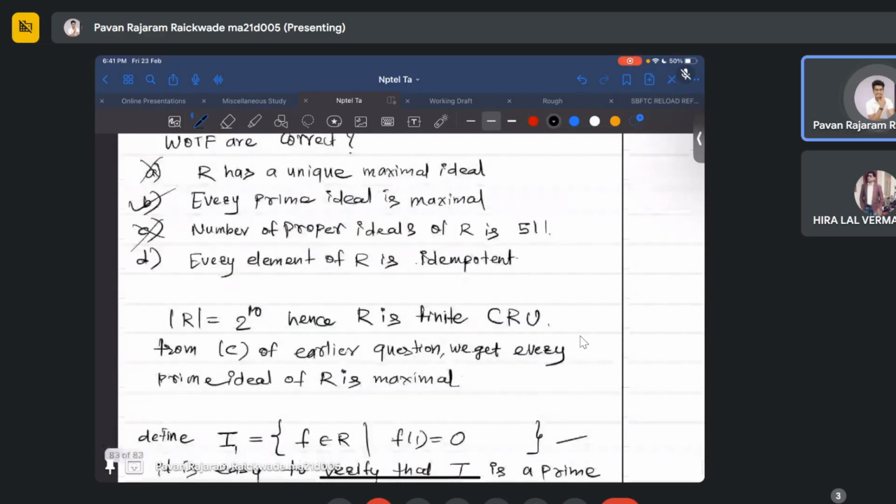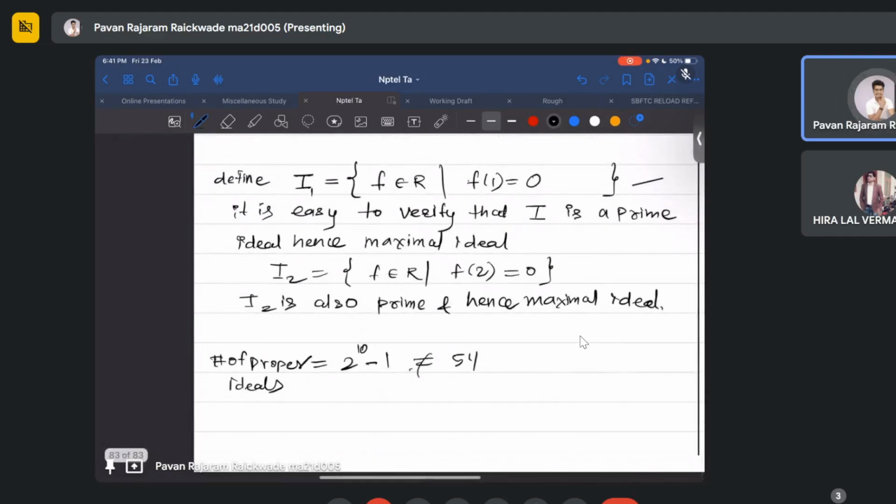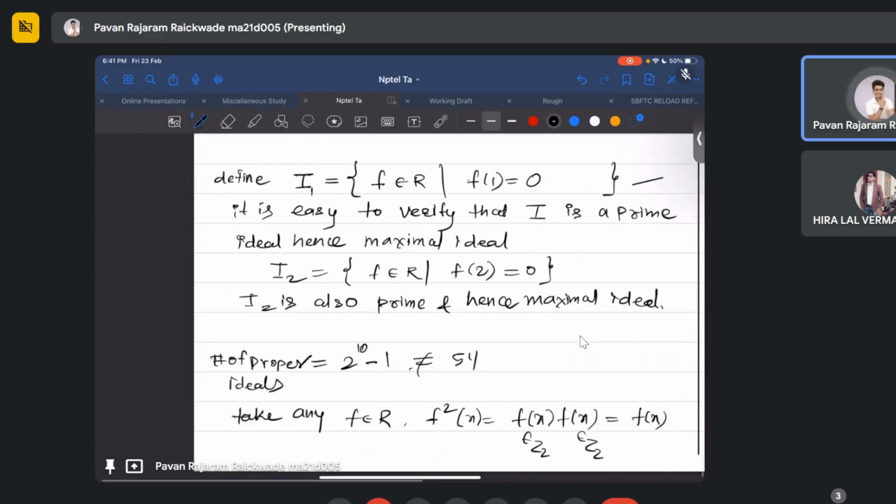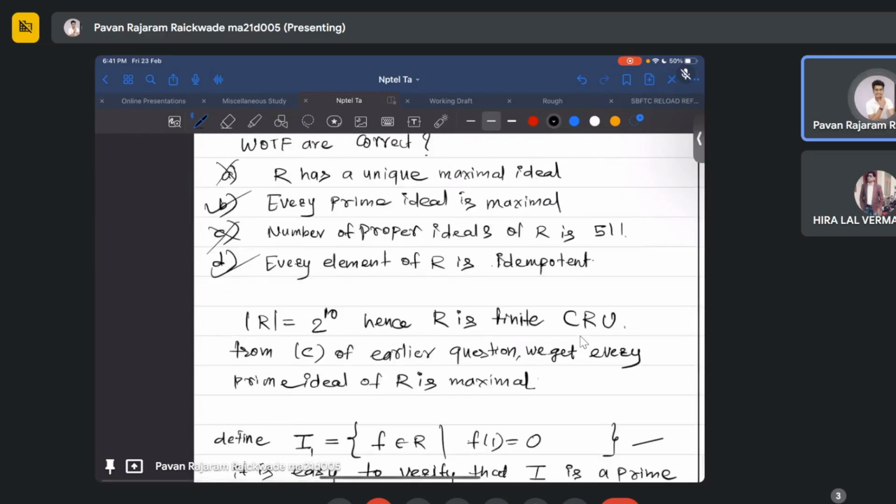So every element of R is idempotent. Since Z2 has this property that every element is idempotent, you take any f belonging to R and compute f squared. So what is f squared of x? Which is f(x) times f(x). But this f(x) belongs to Z2, hence this is also f(x), because Z2 has the property that every element is idempotent. Hence you got f squared of x equals f(x), which implies f squared is f, hence every element is idempotent. So this is right.